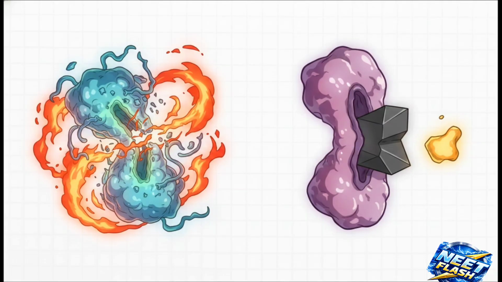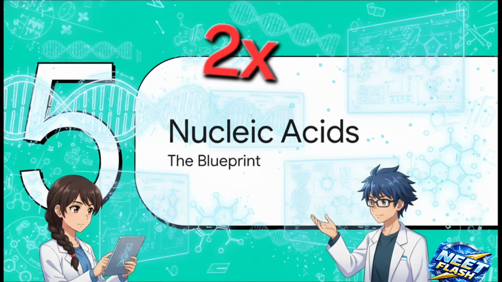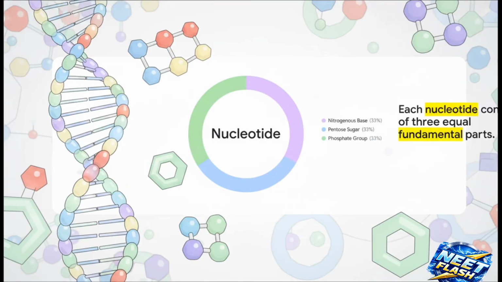And finally, we've arrived at Section 5, Nucleic Acids, the blueprint. These are the master instruction manuals containing the codes for every single protein we just talked about. Every nucleic acid is a polymer built from individual blocks called nucleotides, and every single nucleotide is a perfect 3-part puzzle. You've got a nitrogenous base, a pentose sugar, and a phosphate group. These 3 parts link together over and over again to form the repeating, unbreakable backbones of our genetic code.